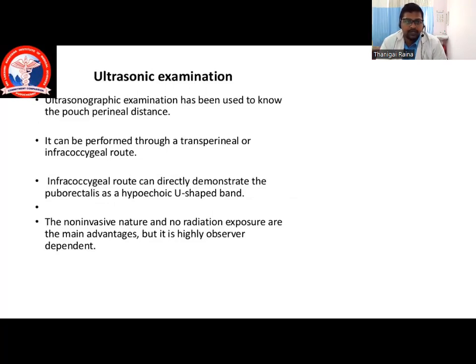So coming to ultrasonic examination. Ultrasonographic examination has been used to know the pouch and perineal distance. It can be performed through a transperineal or infracoccygeal route. The infracoccygeal route can directly demonstrate the puborectalis as a hypoechoic U-shaped band. The non-invasive nature and no radiation exposure are the main advantages, but it is highly observer dependent. In ultrasonic exam, it's very difficult to rule out the ARM.